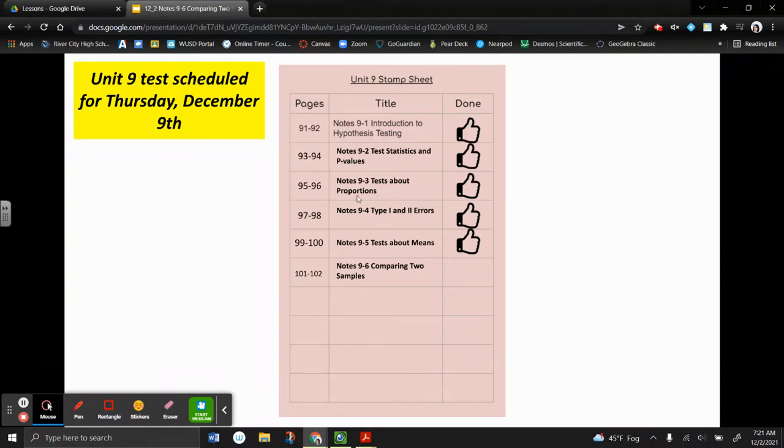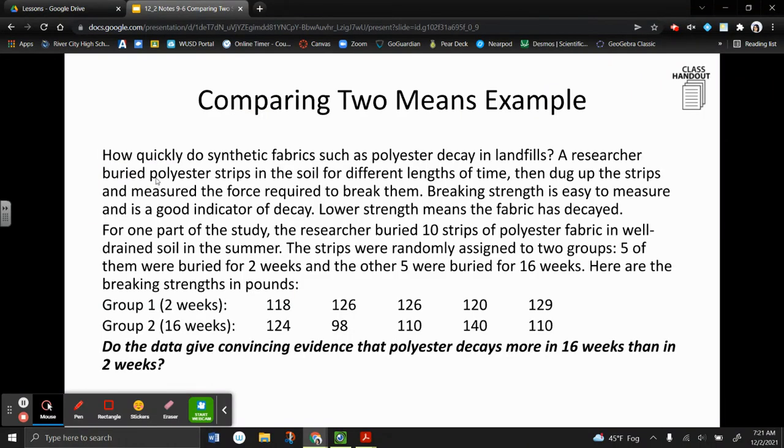Here's a video for 9-6 comparing two samples. Here's an example. It says, how quickly do synthetic fabrics such as polyester decay in landfills? A researcher buried polyester strips in the soil for different lengths of time, then dug up the strips and measured the force required to break them. Breaking strength is easy to measure and is a good indicator of decay. Lower strength means the fabric has decayed.